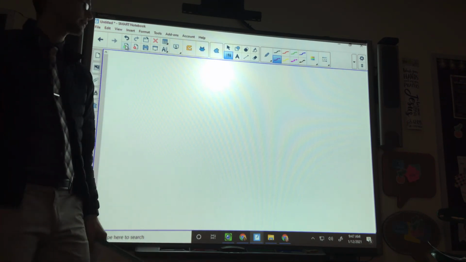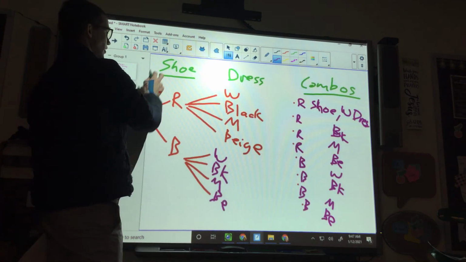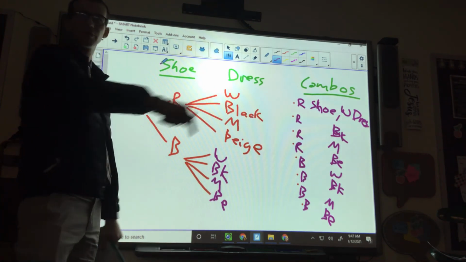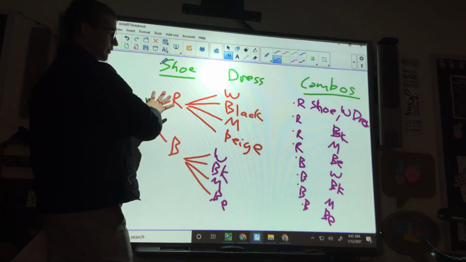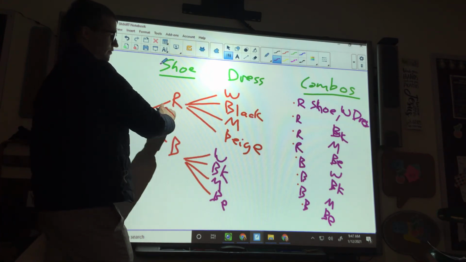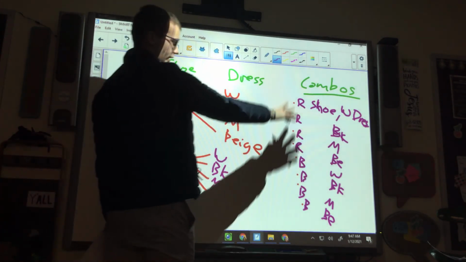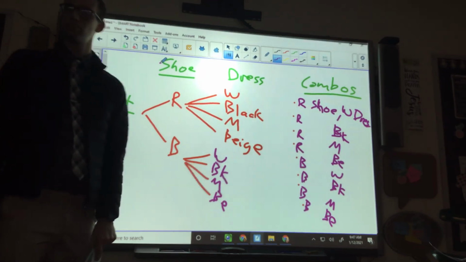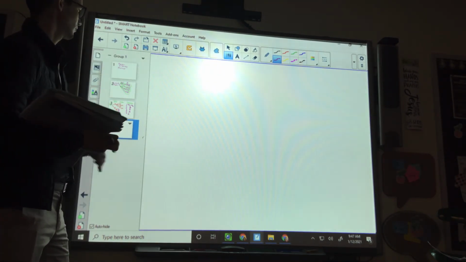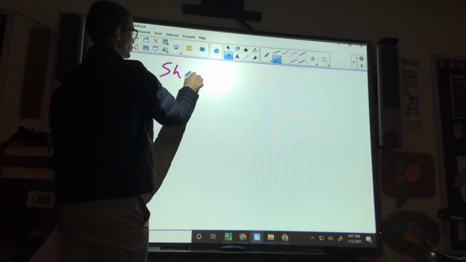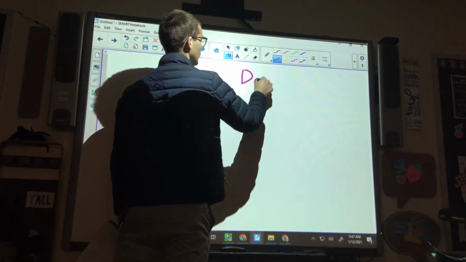So, instead of just writing this out like our friend Weira did when she was painting out her dress, instead of counting them all up and saying, there's 8 now, you can just say, hey, look, I've got shoes and dresses. So I've got shoes and dresses.